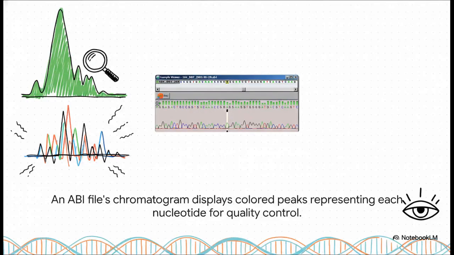And this is what that trace data looks like. You see the 4 colored peaks? Each one represents one of the 4 DNA bases. A nice, clean, sharp peak means the sequencer was very confident in its call. But if you see messy, overlapping, or low peaks, that's a red flag. It signals that there might be an error or some ambiguity, and it lets a human go back and visually inspect the quality of the raw data.